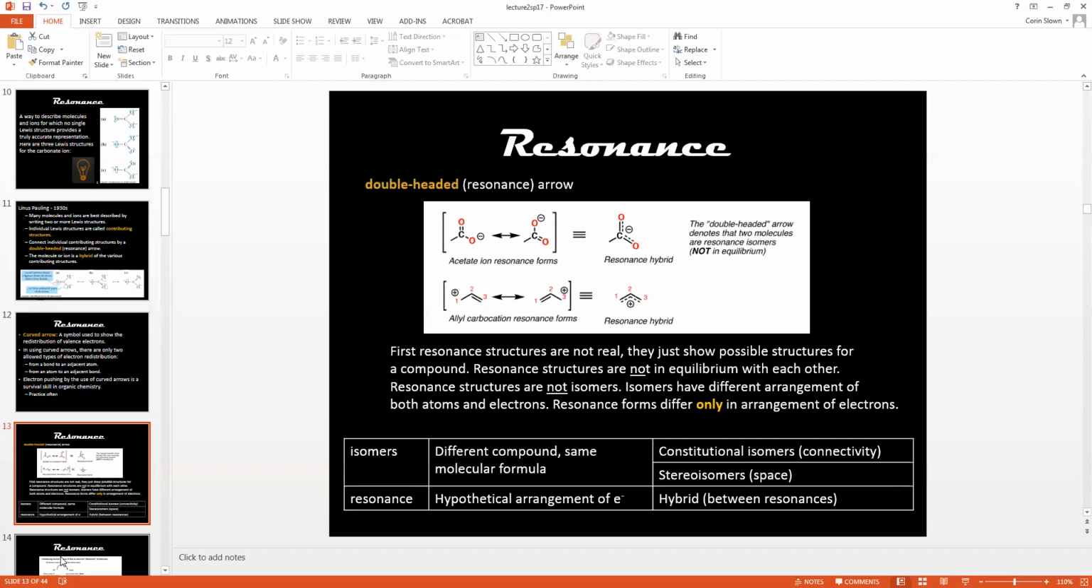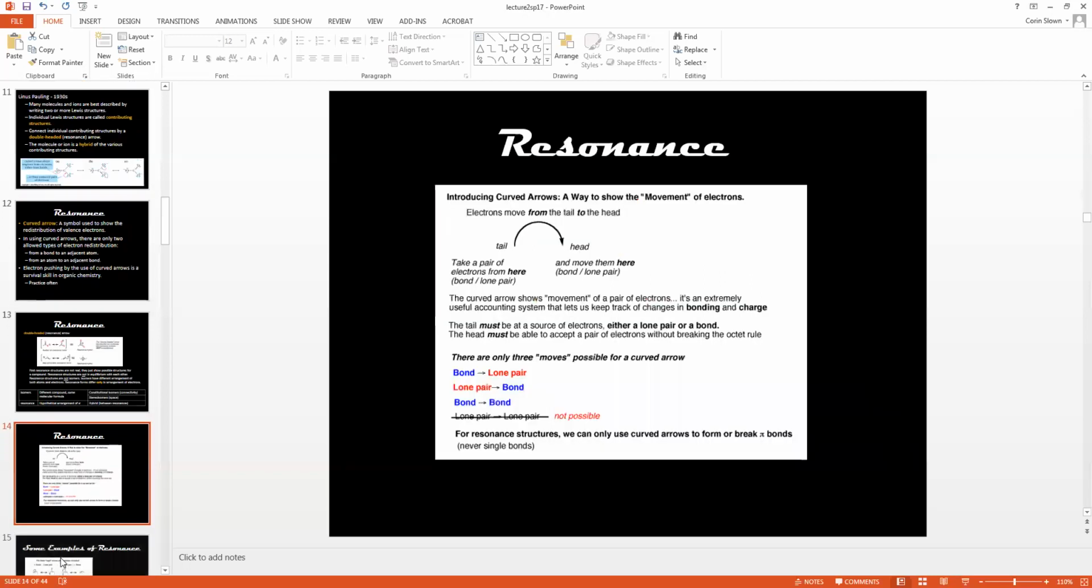They're not isomers. Isomers actually have a different arrangement of both atoms and electrons. Resonance forms differ only in the arrangement of electrons. So when we think about isomers, we're thinking different compound, same molecular formula, 2 different kinds that you're familiar with, constitutional isomers and stereoisomers. Resonance is a hypothetical arrangement of electrons. We don't actually have the ability to see electrons well. So what we recognize is that likely it's a hybrid. It's something that lives between the resonances.